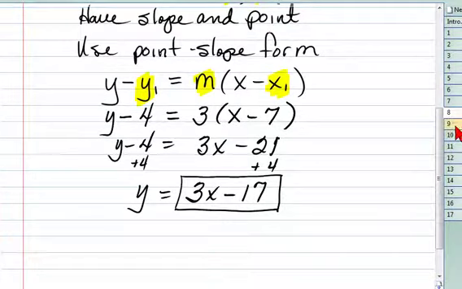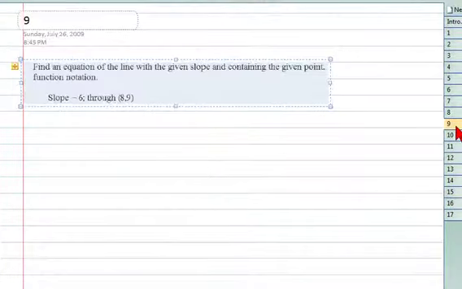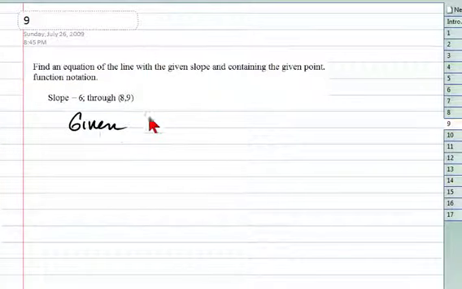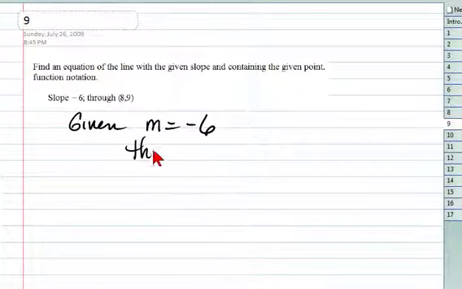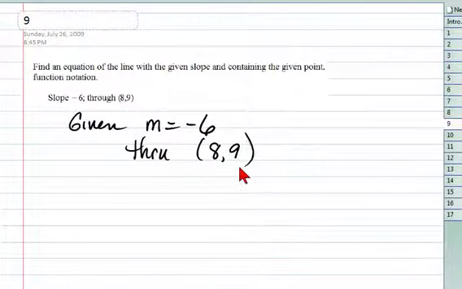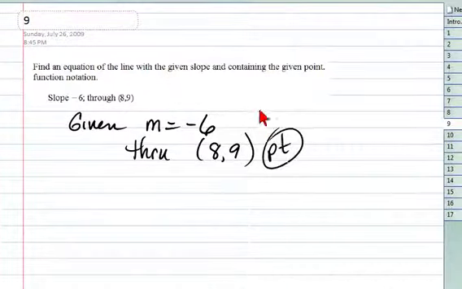All right, let's look at 9. We should find a very similar question. Find the equation of a line with the given slope containing the given point. All righty, we are given m is equal to -6, and my mystery line goes through (8, 9). What do we have? We have a point. We have the slope.